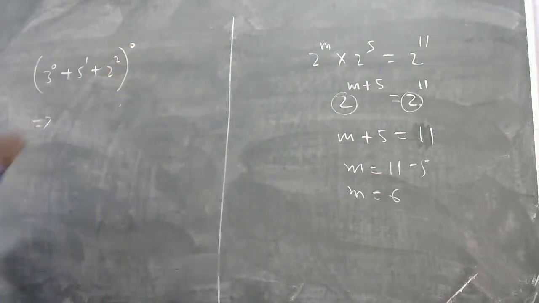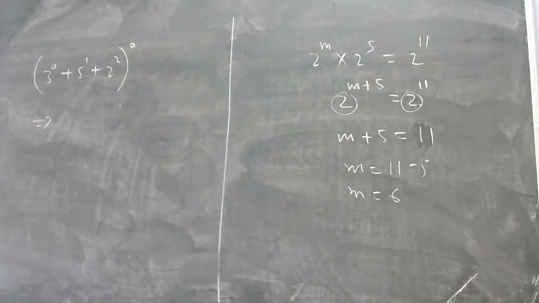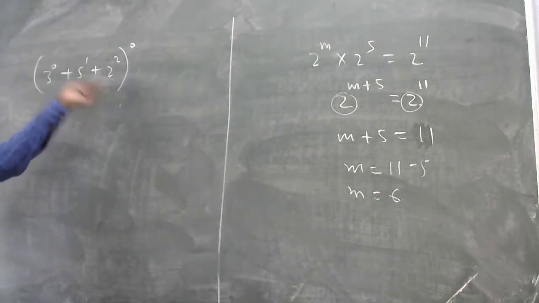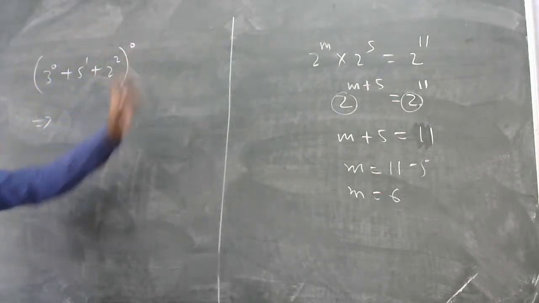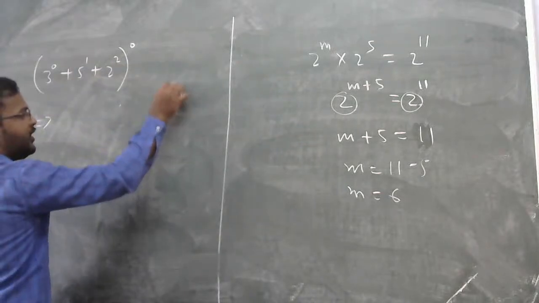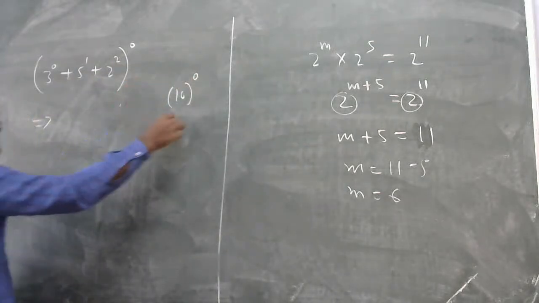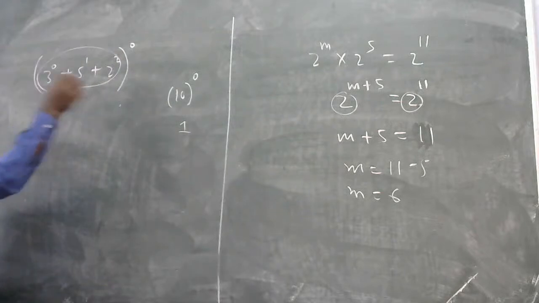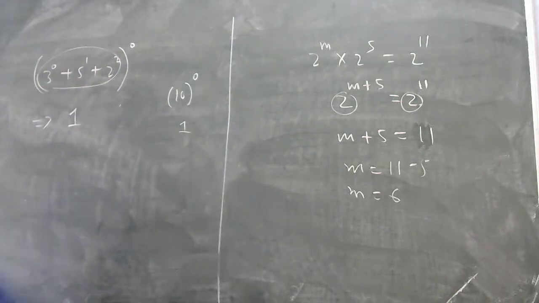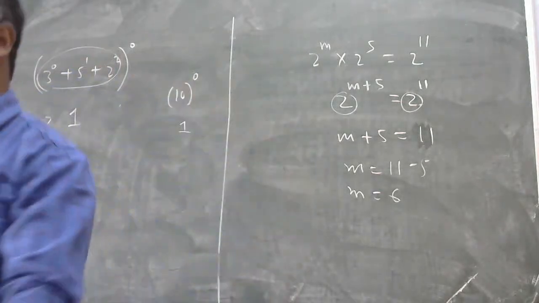Find its value. Sir, the answer is easy. The answer is 1. You don't have to do it. Whatever comes, its power is 0. So let us say that you got 10 here, its power is 0. Its value is 1. Whatever is inside, its value will be 1 because the power is 0.